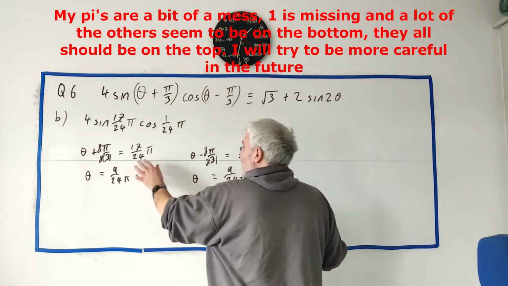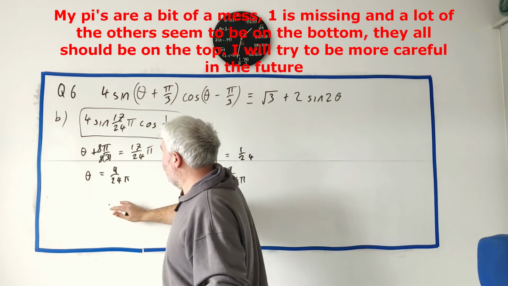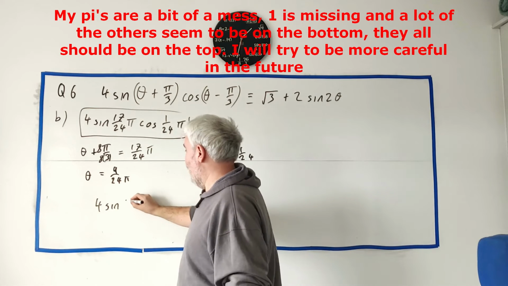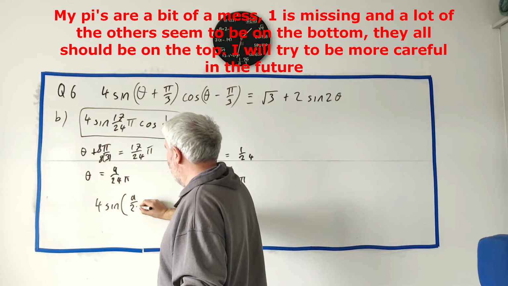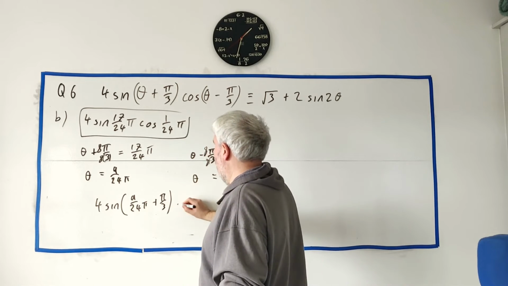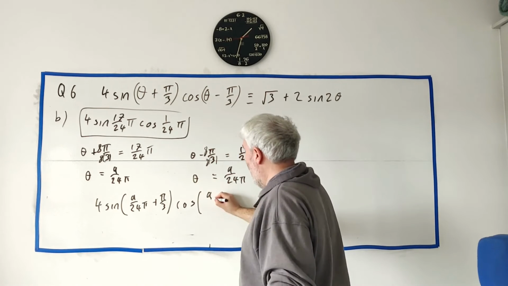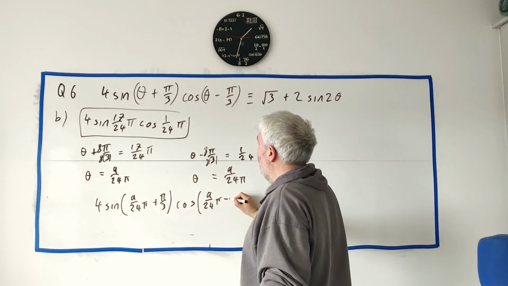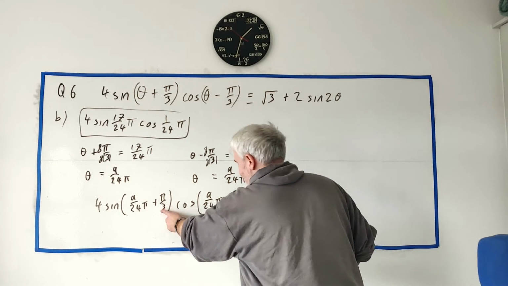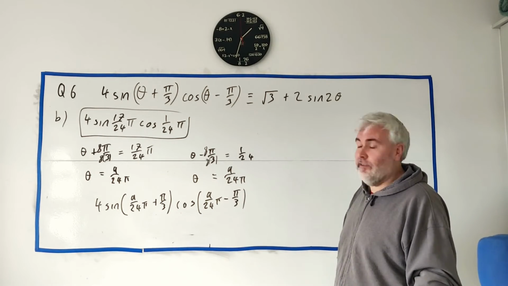So this equation here, if I rewrite that as 4 sine, instead of 17 over 24, 9 over 24 pi plus square root of 3 multiplied by cosine of 9 over 24 pi minus pi over 3. I think I said that wrong again. Sorry, this is the same as the first one we did. It should look very similar to the first one.